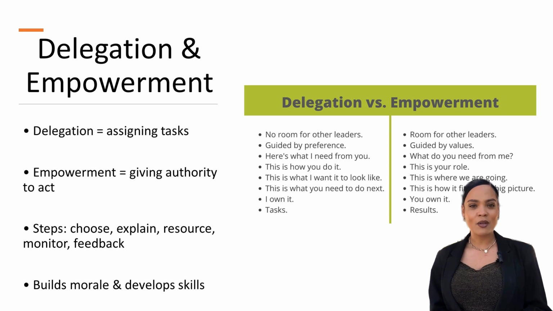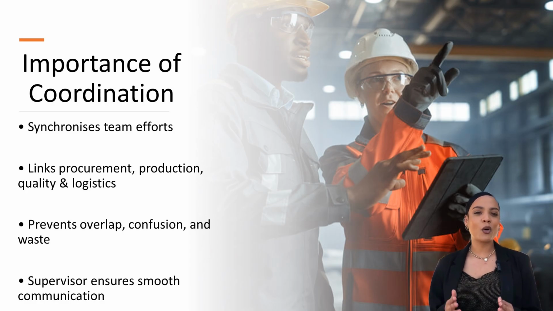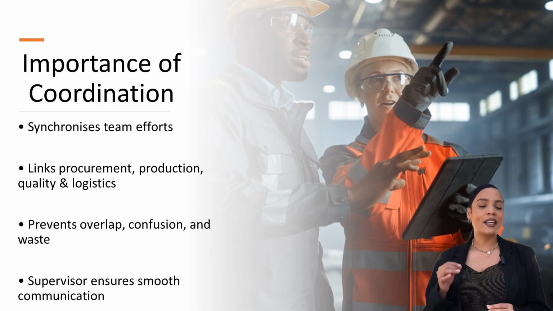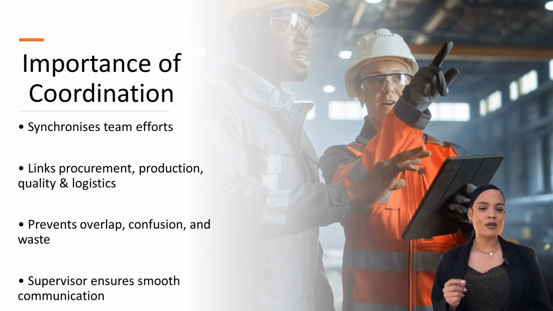Delegation and empowerment lead directly to better coordination, the final element of this topic. Coordination ensures that everyone's efforts contribute toward a shared goal. In production, coordination means that procurement, maintenance, quality, and operations all work together seamlessly. Without coordination: 1. Tasks overlap or are missed. 2. Resources are wasted. 3. Confusion and delays occur. As a supervisor, I am the link between departments. My role is to synchronize activities and maintain flow.